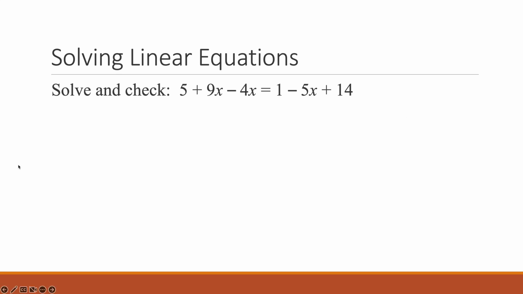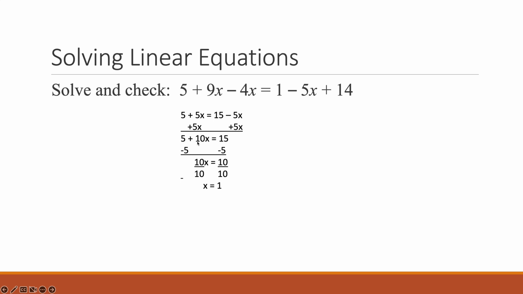On the left-hand side, those 9x's minus 4x's will give you 5x's. And on the right-hand side, you can get the positive 1, remember that's positive, and the positive 14 to make 15. So 5 plus 5x, because 9x's minus 4x's is 5x, equals 15, minus 5x. We said before, you always start with the smallest number of x's. Negative 5x is the smallest. So we add 5x's to both sides.